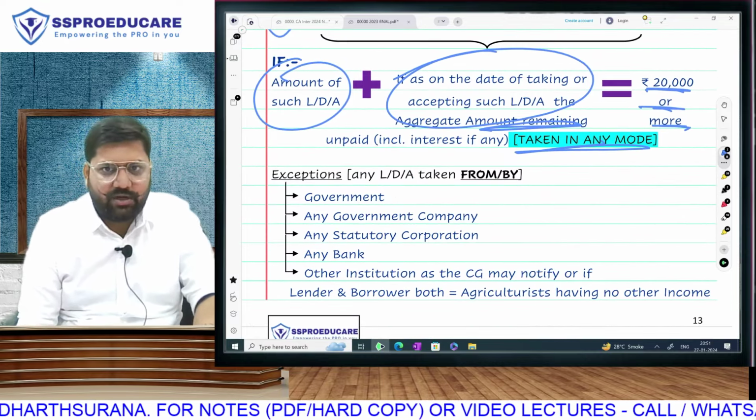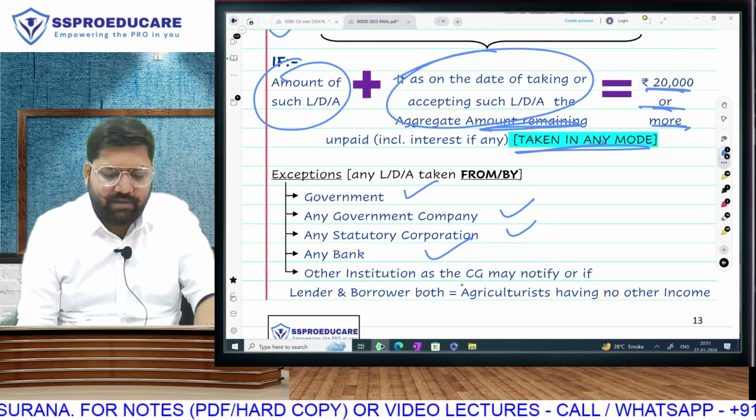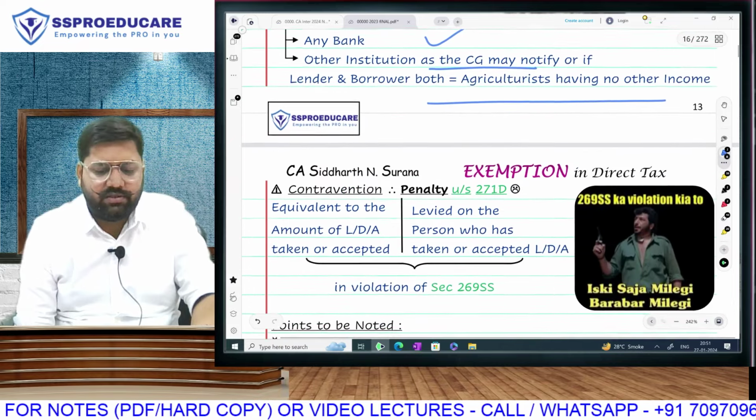However, this section is not applicable on transactions done with government, government company, statutory corporation, bank, any other notified institution, or if the lender and borrower are both farmers having no other income.